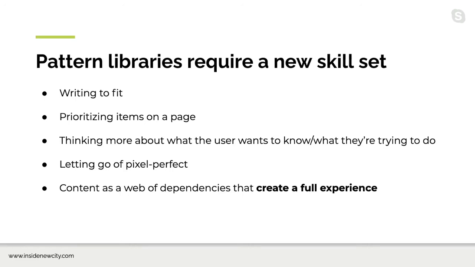So the idea is to recognize that this format of change to a pattern library system requires some different skills for those content contributors. They don't usually have training for these types of things. Writing to fit, like you do in a print publication, is not necessarily a skill that web content contributors have. Prioritizing the items on a page, especially when you start thinking about mobile and how things are going to lay out in the different viewport sizes. Thinking about what the users want to know.